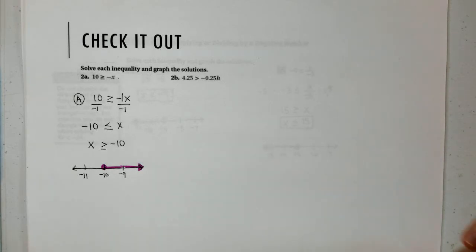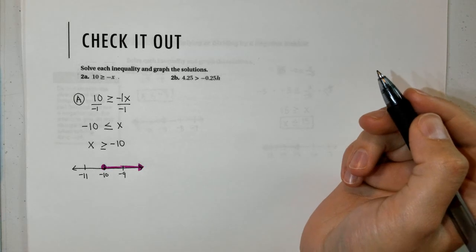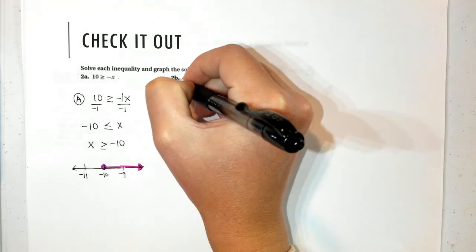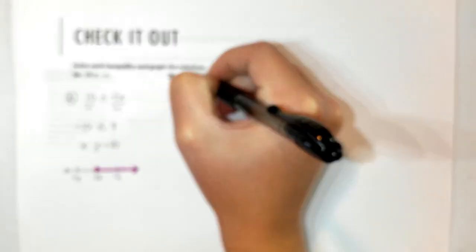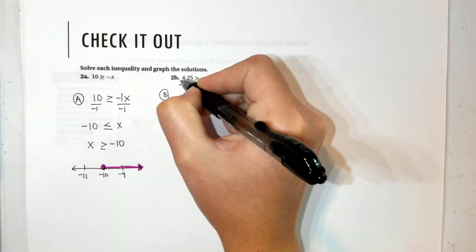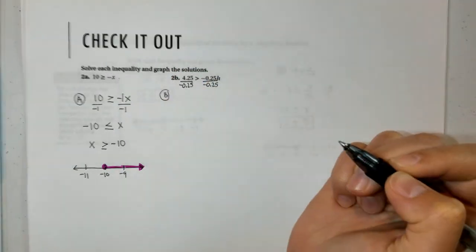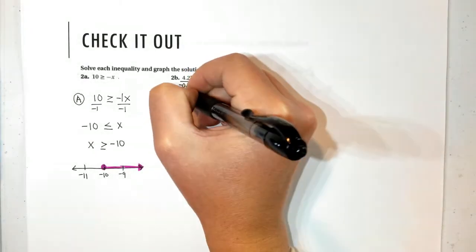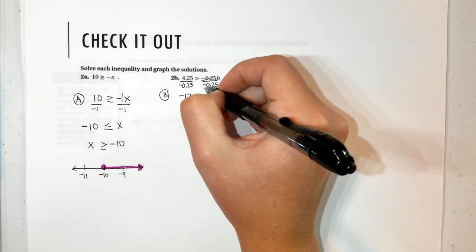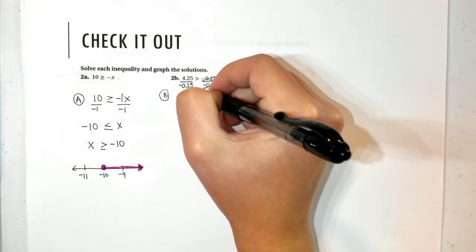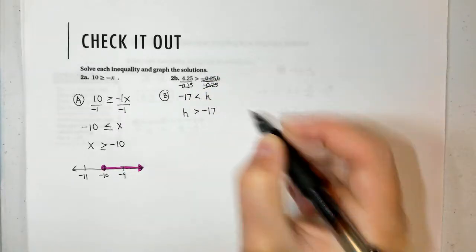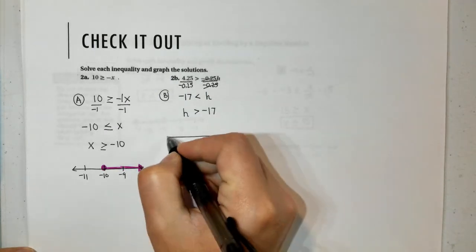To B, I have 4.25 is greater than negative 0.25h. So I'm going to divide both sides by negative 0.25. 4.25 divided by negative 0.25 gives me negative 17. I flip my sign. And then negative 0.25 divided by negative 0.25 is 1. So I'm left with h. So h is greater than negative 17. And then I will draw my graph.